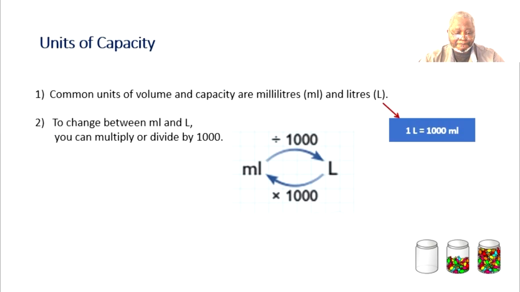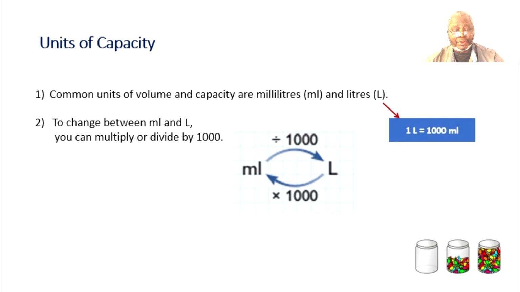Units of capacity. Common units of volume and capacity are milliliters, or mil, and liters. L is used to represent liter. And we know that 1 liter is equal to 1,000 milliliters. To change between mil and liter, you can multiply or divide by 1,000. To change from mil to liter, you divide by 1,000. To change from liter to mil, you multiply by 1,000.